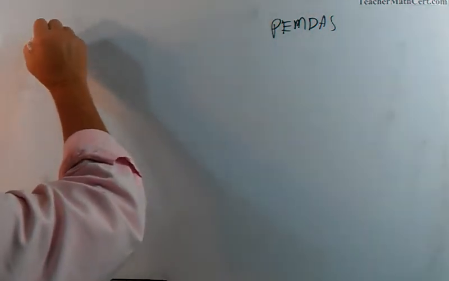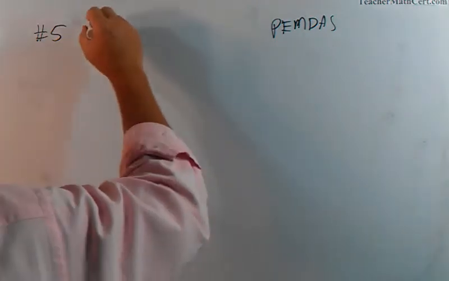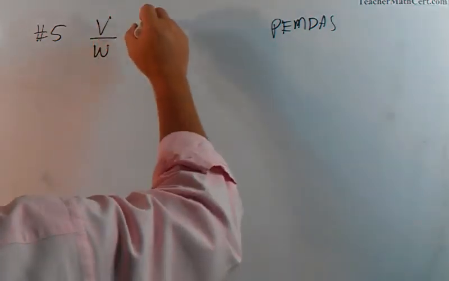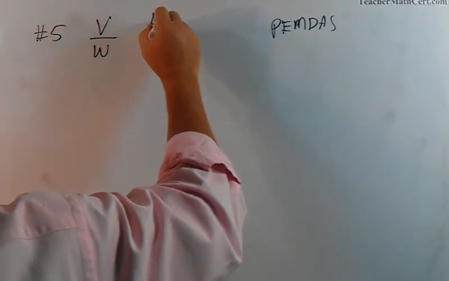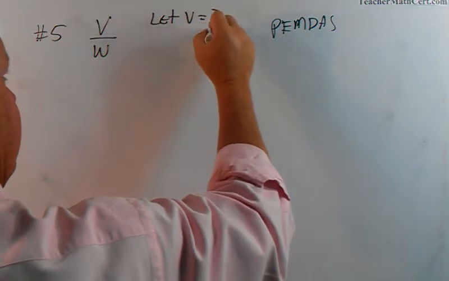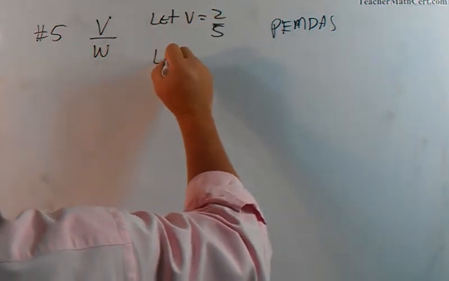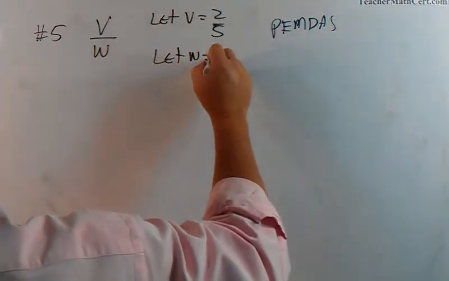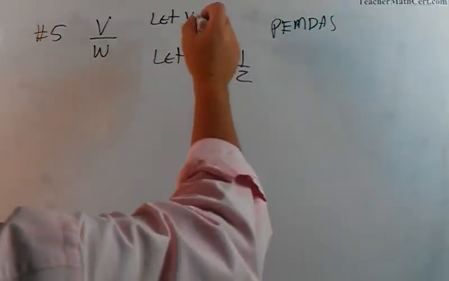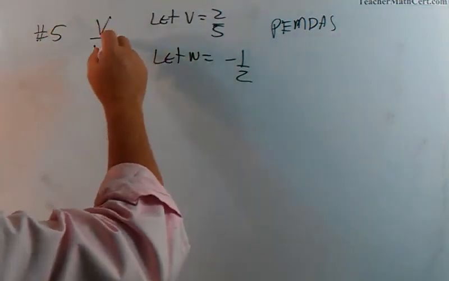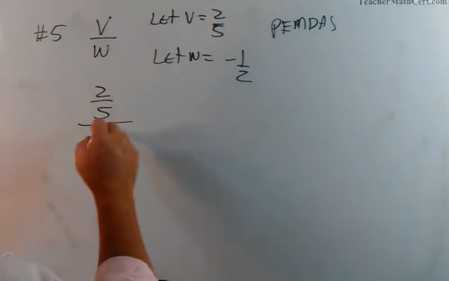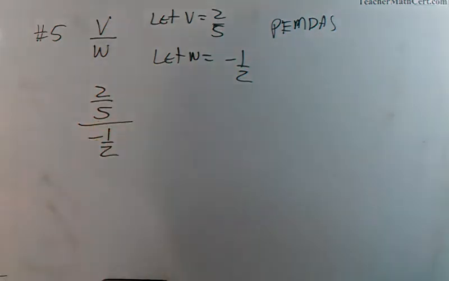Number 5. V divided by W. Let V equal 2/5. Let W equal minus 1/2. So what do we do? We replace these. So V is going to be what? 2/5 divided by minus 1/2.